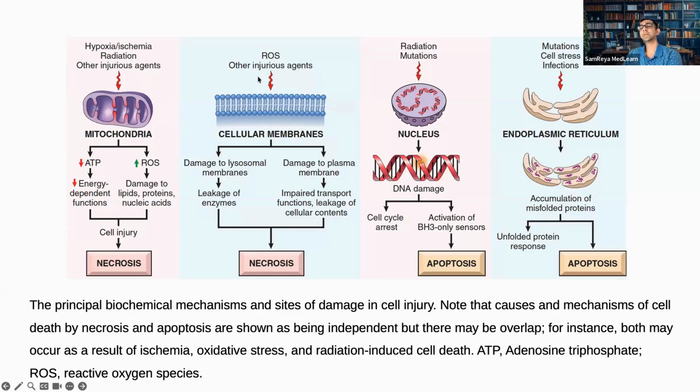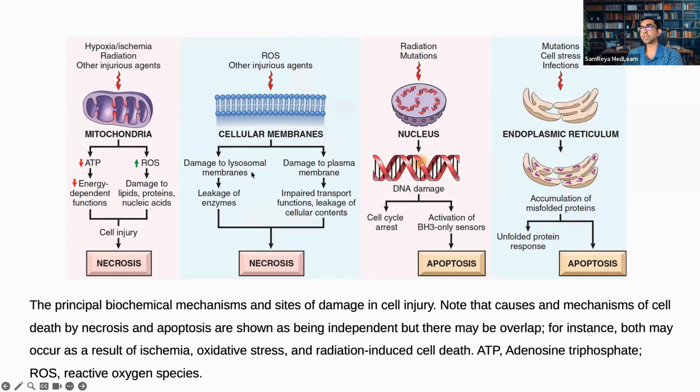Another thing that can injure the cell membranes directly is free radicals. ROS is reactive oxygen species, or free radicals, okay? Or any other injuring agent or direct toxins, bacteria, certain bugs, viruses, they can directly damage the membrane of the cells, right? So cell membranes are damaged.